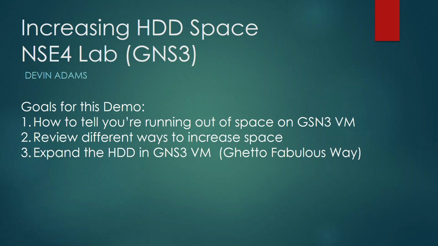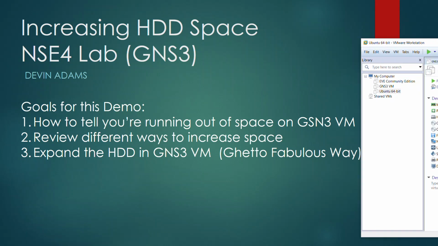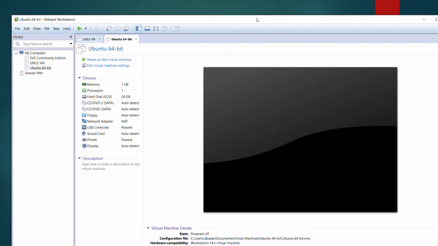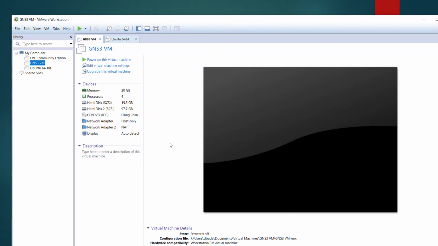Now I always thought that there was some kind of error message, and I was reading through the forums, and I guess there are, but I never saw any. So I went ahead and shut down my GNS3, and I told myself, okay, what are some ways that we can free up some space? Well, let me go ahead and pull over the VMware Workstation here. So here's the GNS3 VM.